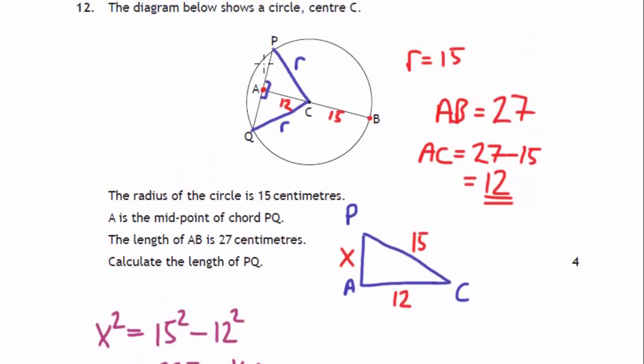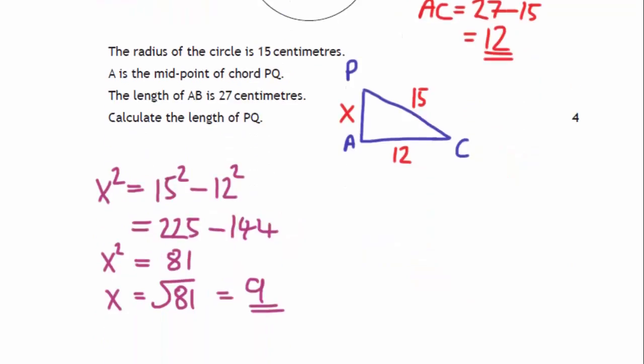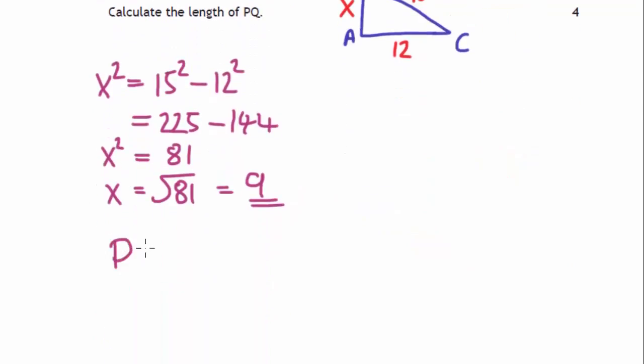Okay, so that is 9, but obviously it's P to Q, so that's just double that. Okay, so P to Q is 2 times 9, which equals your 18.